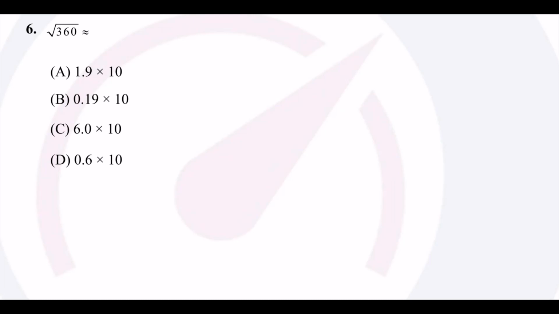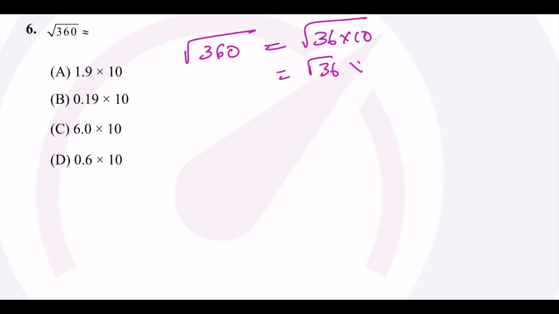Alright, question 6. What is the square root of 360, approximately? So we know that the square root of 360 can be written as the square root of 36 times 10, because 36 times 10 will give us back the same 360. Now if we were to write this individually, we get root 36 times root 10. We know the square root of 36 is going to be 6. So we get 6 times root 10.